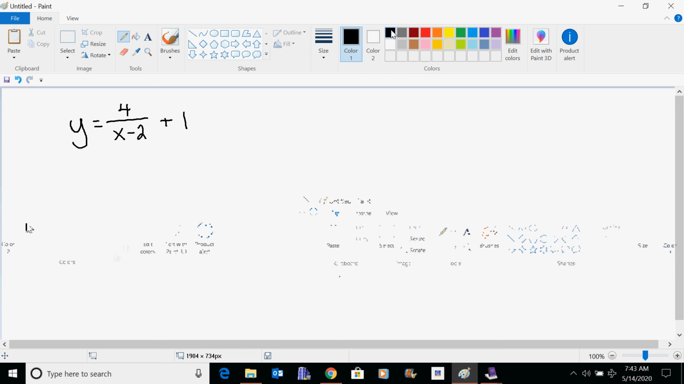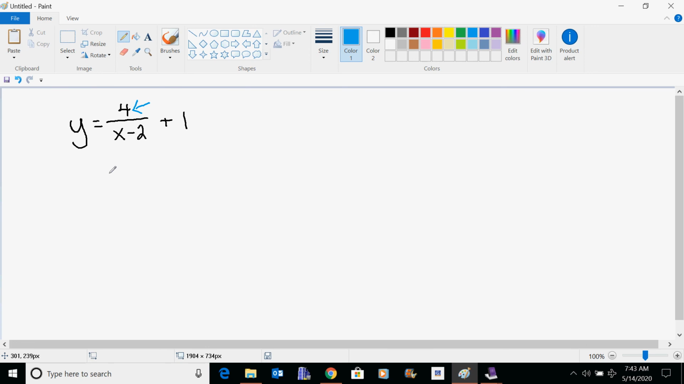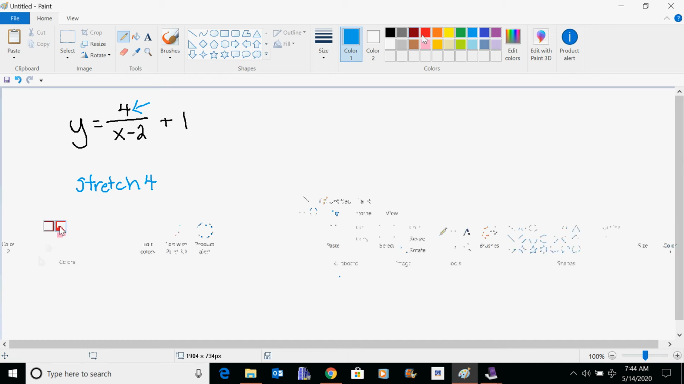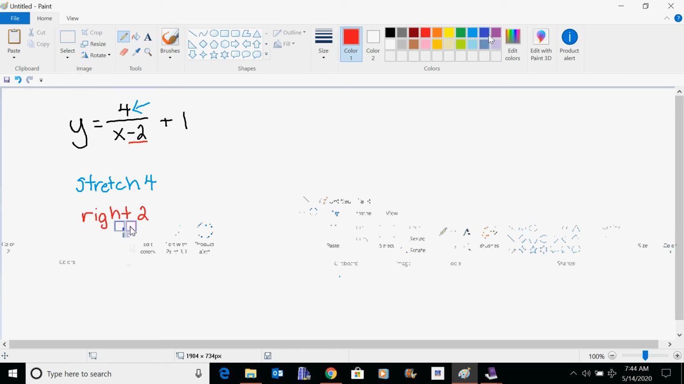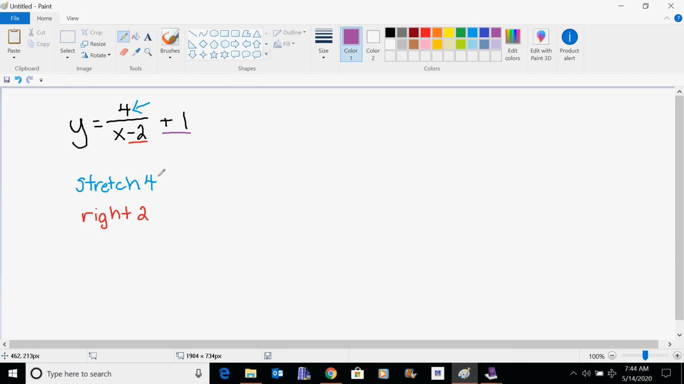Now, we have to identify what each one of these numbers is actually doing for us. So our first number that I want to think about is this one right here. And this number tells us that from your very basic parent function of the reciprocal function, this is going to be a stretch of 4. And for our purposes, this is what we're least focusing on, but just so you know, this part right here tells us that it's going to go right 2. And then finally, this part right here tells us that we're going to go up 1.